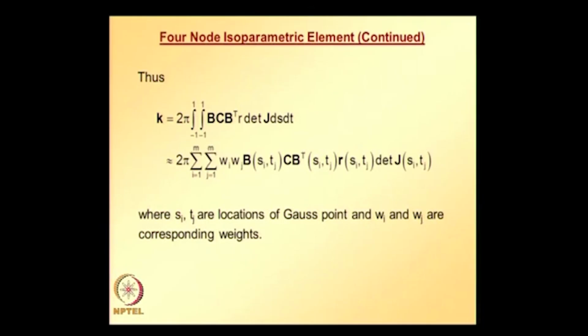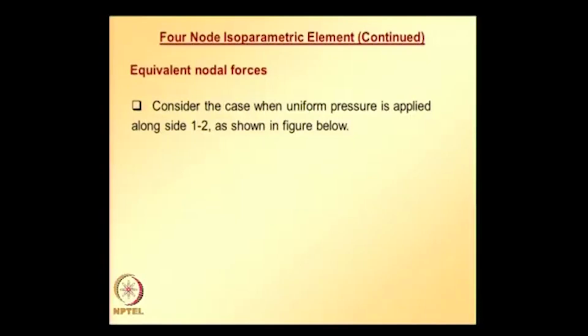Now we need to look at how to get the equivalent nodal force vector, because finally, to solve the problem, we need to know the stiffness matrix and the force vector. How do we evaluate equivalent nodal forces? For that, consider the case when uniform pressure is applied along one of the sides, let us say side 1 2, the side connecting nodes 1 and 2, as shown in the figure below.